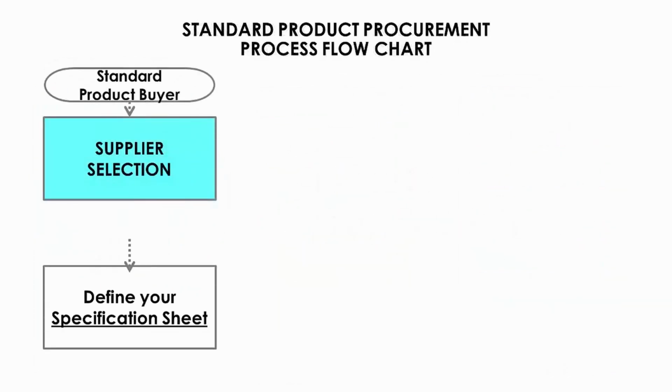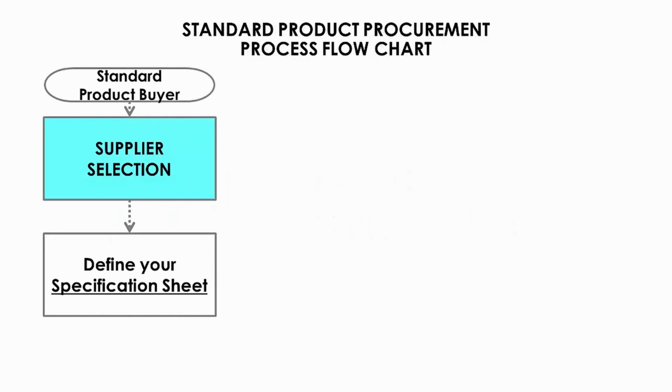Initially, you would need to define your product specification sheet. The purpose of this document is to provide information about the actual product and the specifications that you need that product to meet, as well as any specific changes to the standard product you require, such as logos, packaging, printed instructions, and so on.